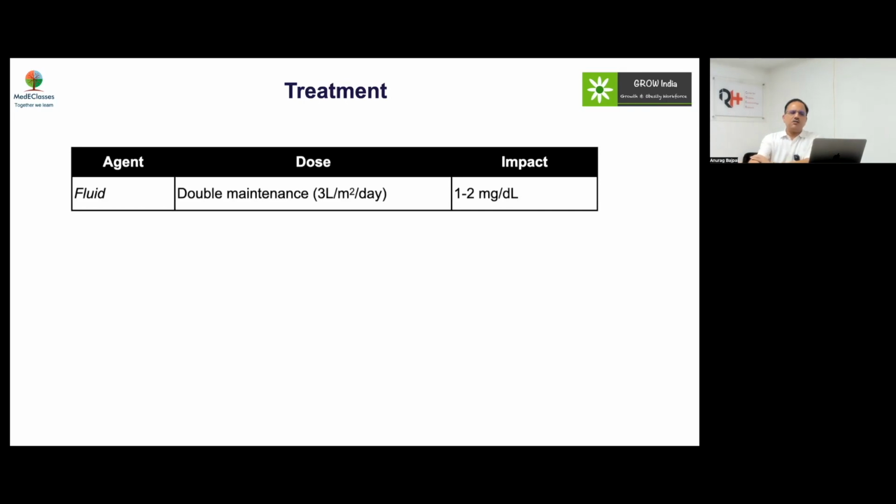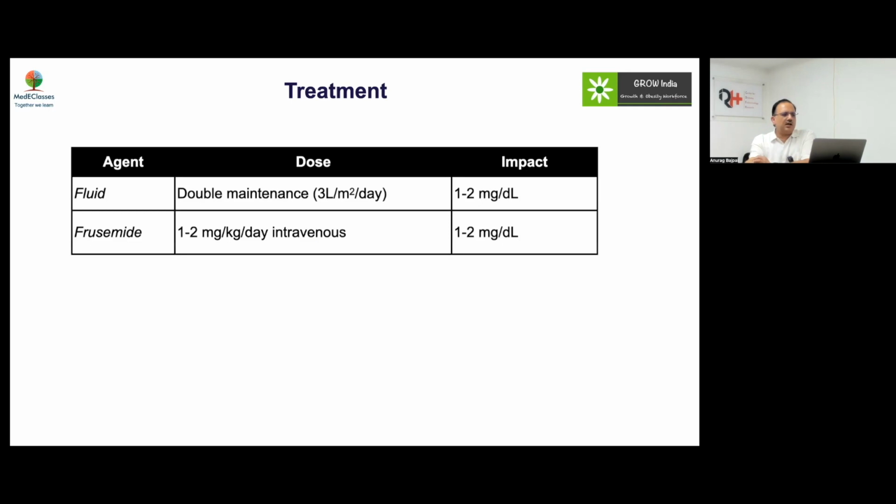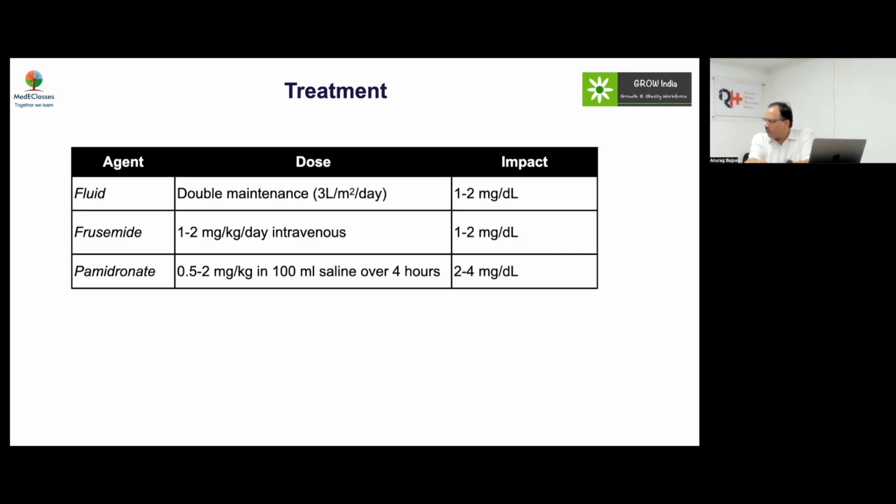So acute treatment is double maintenance fluid up to 3 liter per meter square, and you expect a decrease by 1 to 2. You give furosemide, an additional 1 to 2, so around 2 to 4 is what you may decrease in the first day with these sort of treatments. You can use pamidronate or zoledronic acid as an agent. Pamidronate is preferred because it's a shorter acting one, so you will not have a very long effect.